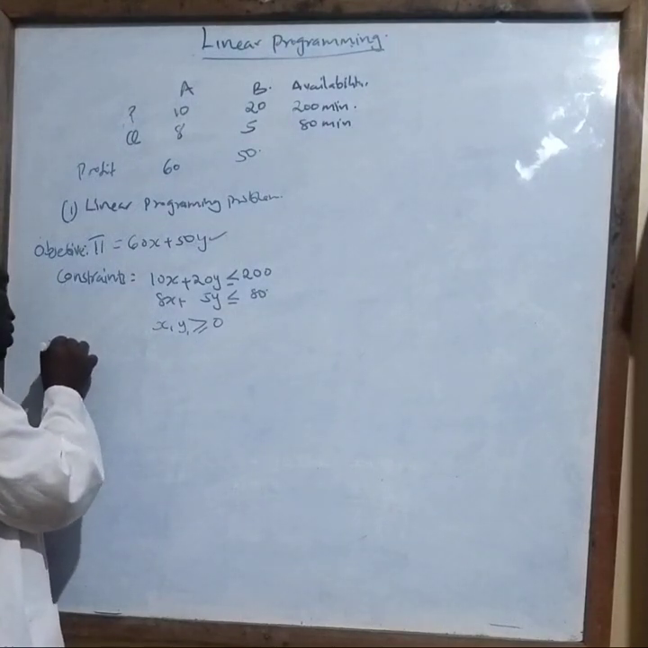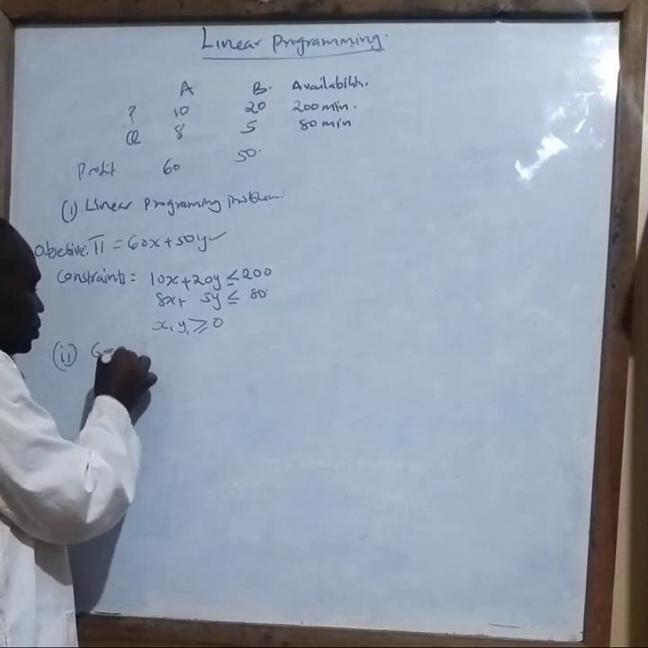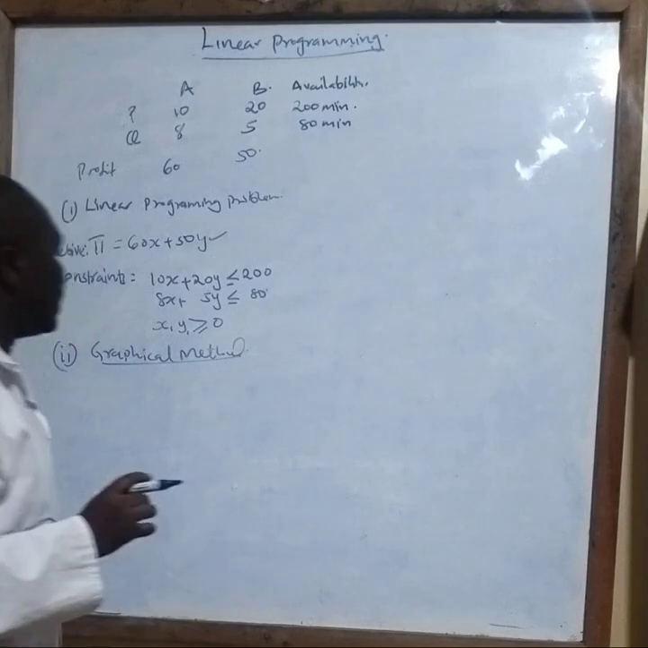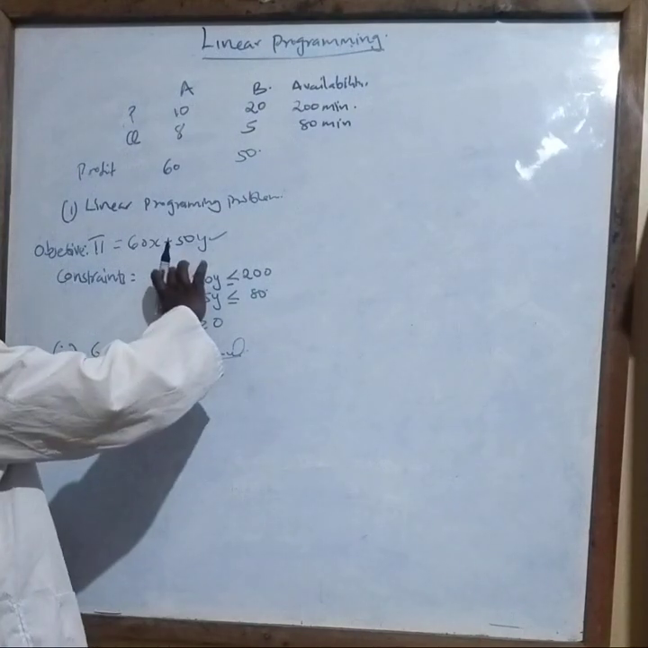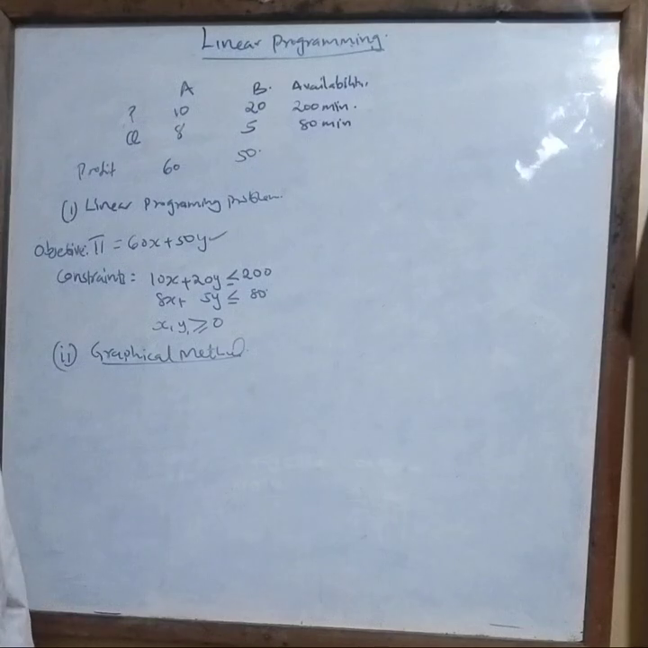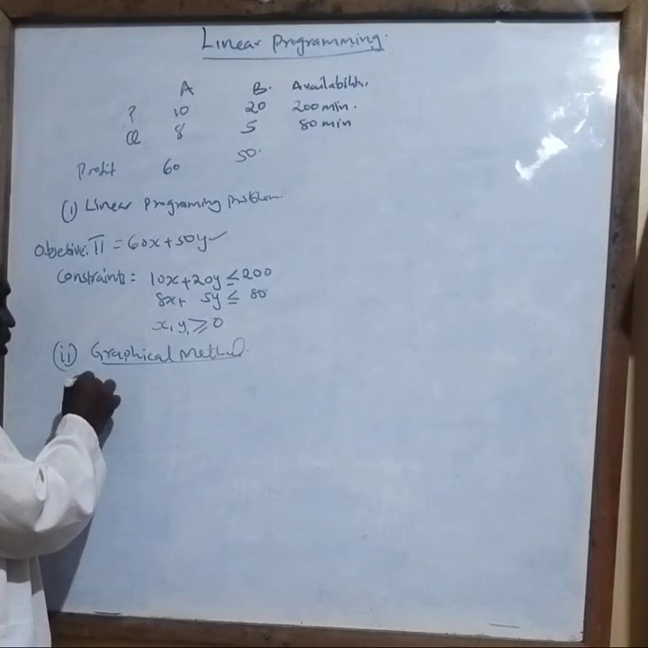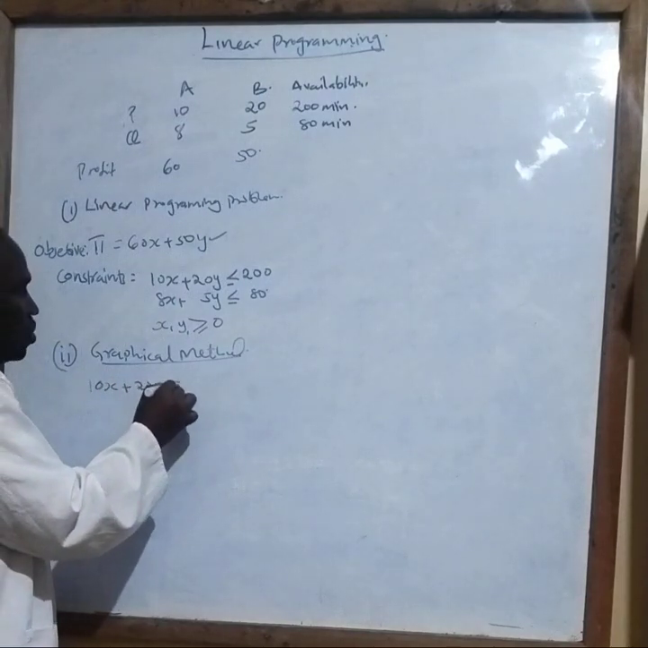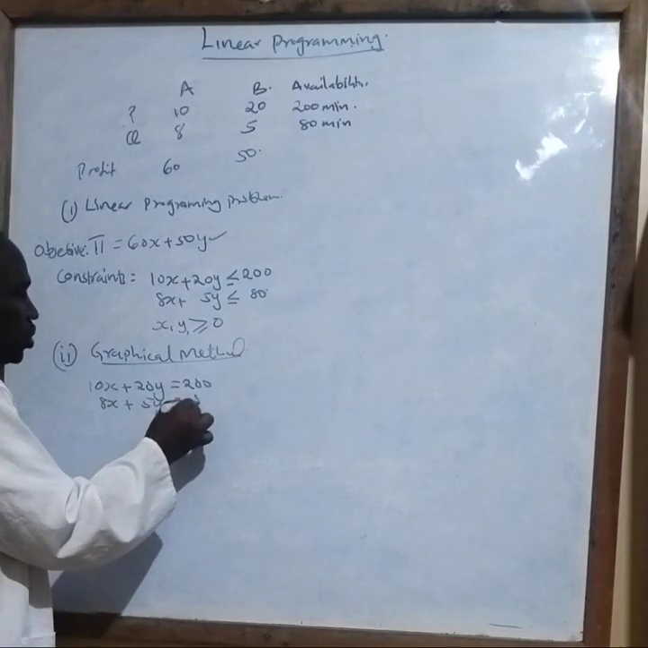Then Roman 2 now is to solve. Find the point of maximization using the graphical method. So we are using the graphical method. In this case, we convert the inequalities into equations. This is what we shall be substituting to find out at what point we are maximizing the profits. So the first one will be 10x plus 20y equals 200. Then 8x plus 5y equals 80.